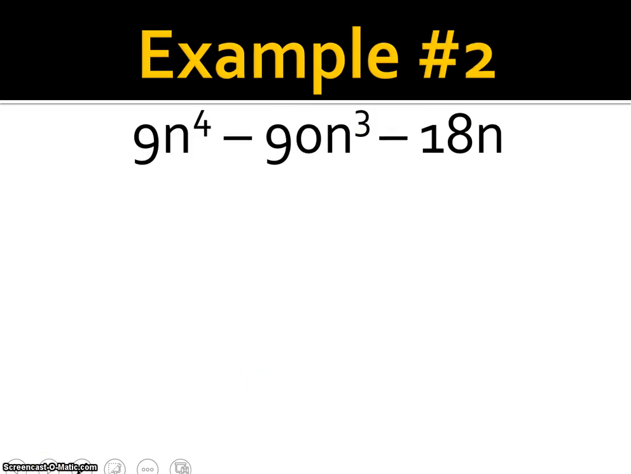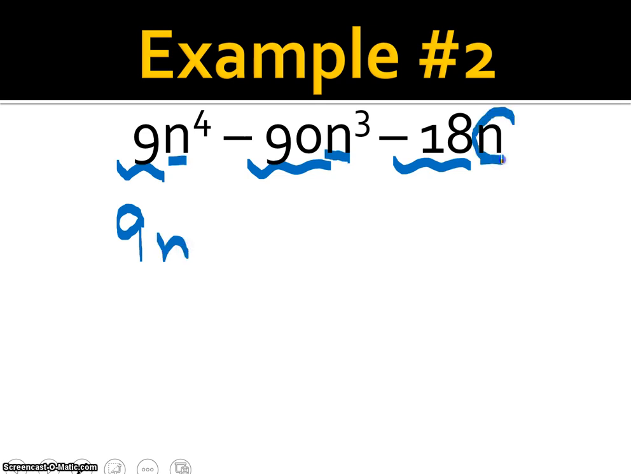Now, for example 2, what number divides 9, negative 90, and negative 18? Well, 9 is the largest number that divides that. So I'm going to pull out a 9, and then I've got an n in all three. So I'm going to take out an n, and the lowest exponent here is 1. So that's all I can take out. So 9 divided by 9 is 1, n to the fourth. Subtract our exponents. 4 minus 1 will be n cubed.